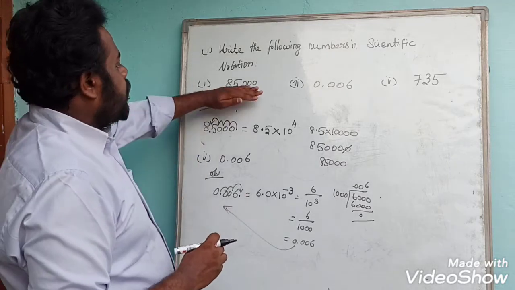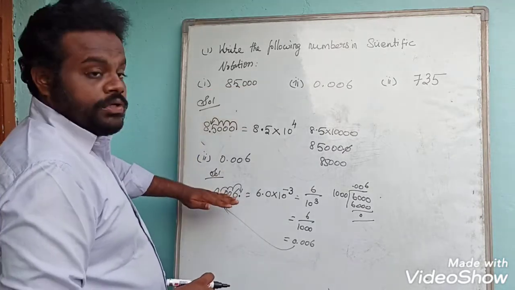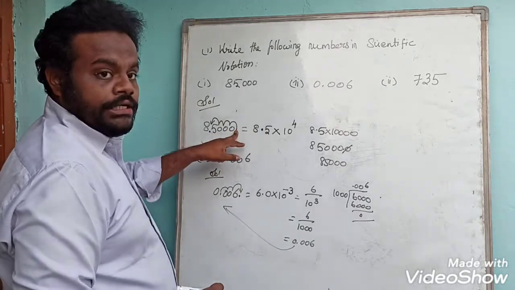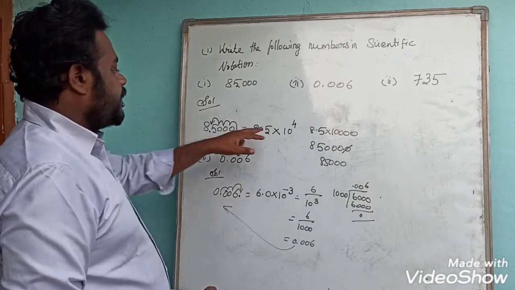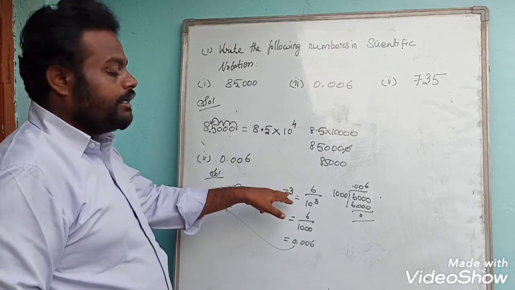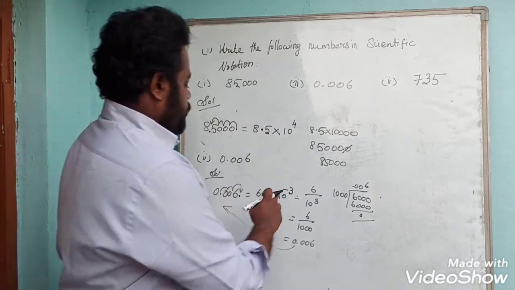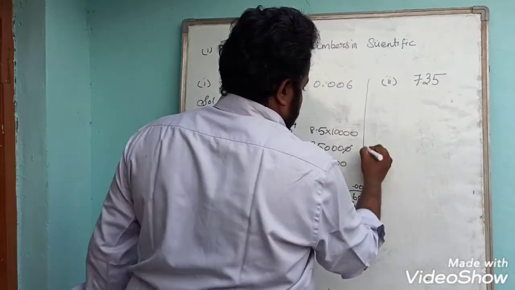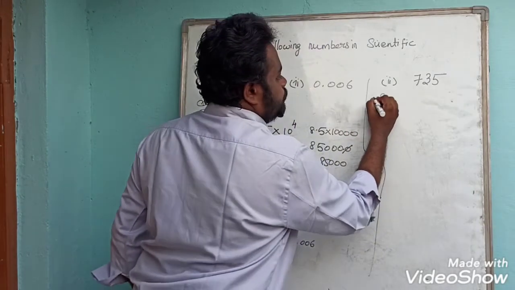So from the normal value to scientific notation, if the decimal point moves left, you take the power positive. If the decimal point moves right, you take the negative exponent. Third question.